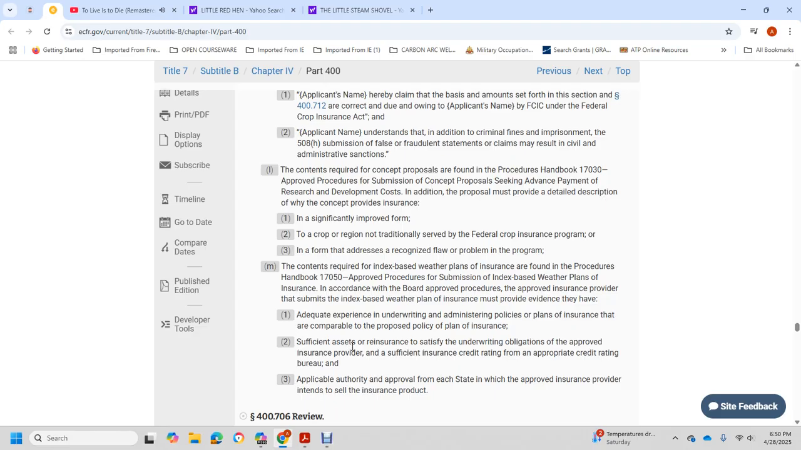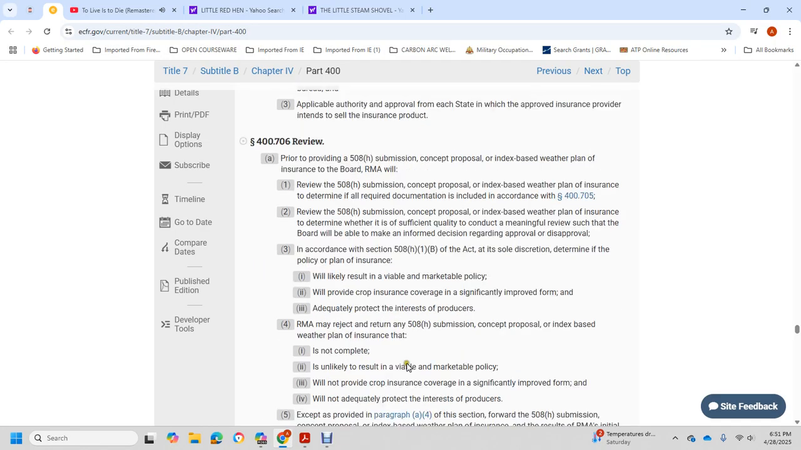with the approve with the procedure with the suspension, index base with the weather plan with the insurance with the coin for the board, approve with the procedure, approve with the insurance with the provider, submit the index base with the weather plan with the insurance with the provider, must provide with the way where evidence for that have the adequate experience with the writing, administrative with the policy and plans insurance, comparable with the policy, procedure with the plan insurance, and the assistant sufficient assistant the reinsurance with the satisfied with the underwriting of the obligation and approve with the insurance with the provider, sufficient the credit rating with the appropriate credit rating of the Bureau with the applicable authority and approve with each of the state with approve with the insurance with the provider with the intent of the insurance with the product.